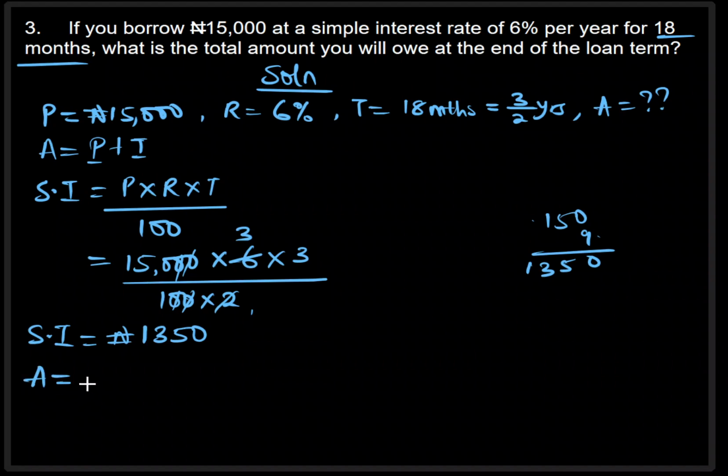Our amount equal to principal, which is 15,000 naira, plus our simple interest, which equals 1350 naira. So that will give us, if you add that, that will give us.